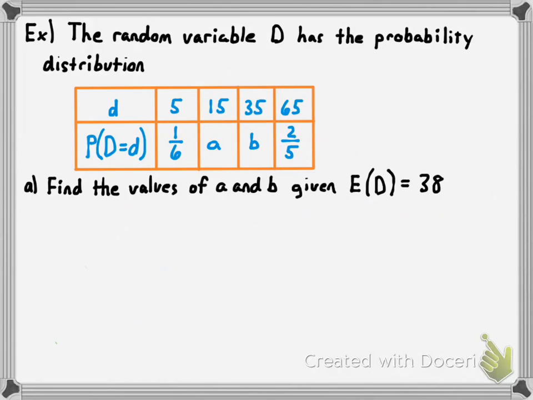And I'm telling us in the directions here that we're going to find the values of A and B given that the expected value of D is equal to 38. So here we know the expected value, and we're going to try to use that to find some of the probabilities that go along with certain outcomes. Now, here's how we're going to go about finding out A and B. Let's first just go ahead and relate the formula for expected value to what we've got on our table here.